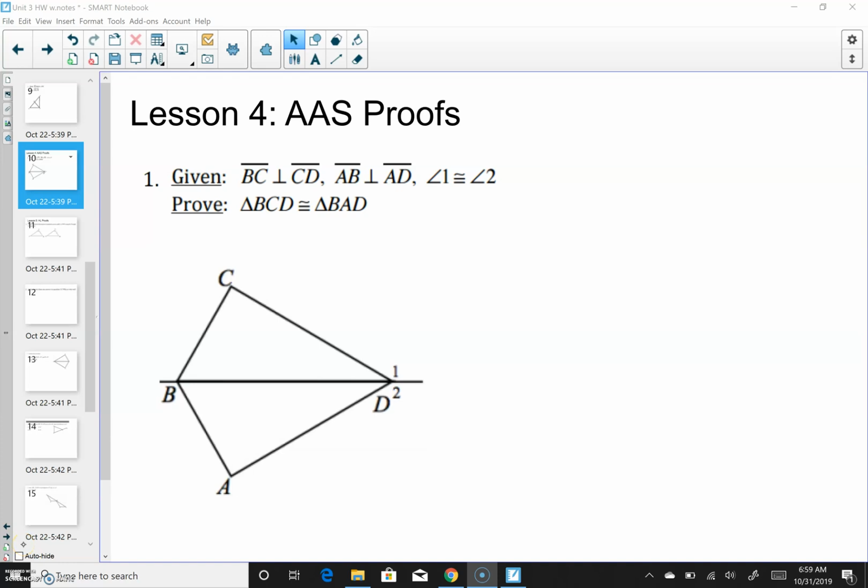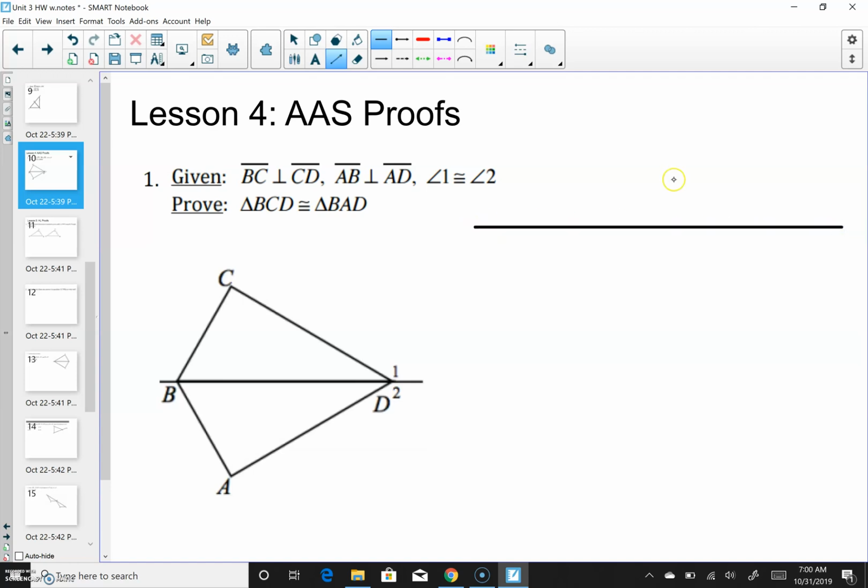In lesson 4, we're going to talk about a couple new things. We're going to talk about angle-angle side proofs as one of our new patterns, and we're also going to talk about CPCTC, which is an extension off of our proof statements. So for the first one, they give us some givens, and they tell us to prove the triangles are congruent. So this is more along the lines of what we've been doing. The only difference is, again, we're going to be working with a new pattern here.